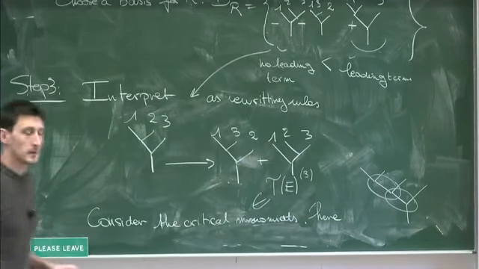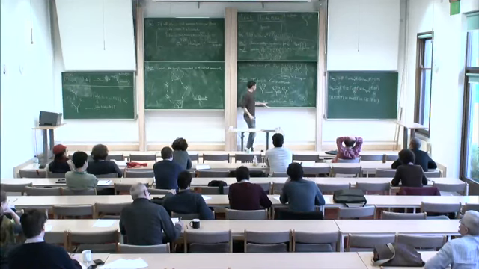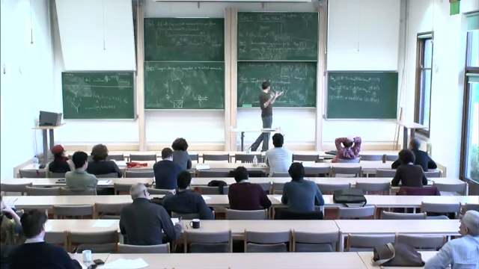Okay. We have to consider critical shuffle tree monomials.